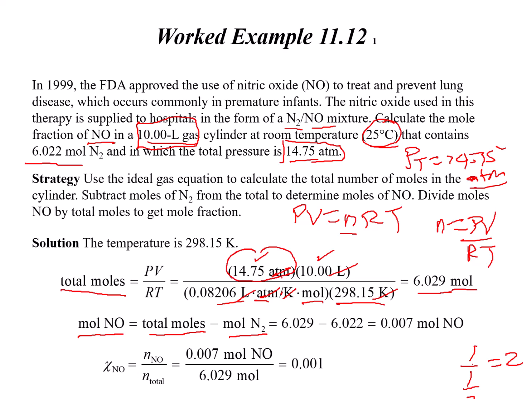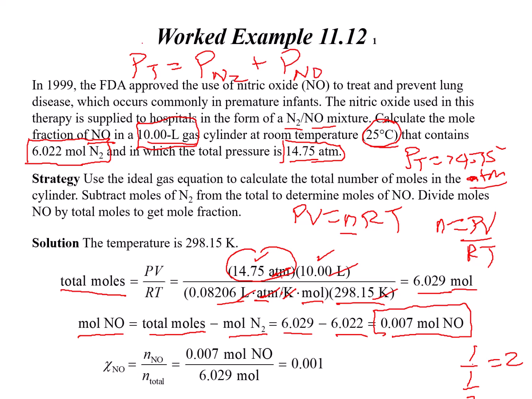So if I take the total moles, and then they told us we had this many moles of nitrogen gas, if I subtract that, that will give me the moles of the nitric oxide. So this is the partial pressure, right? We're saying, let's write it up here. The total pressure is equal to the partial pressure of the nitrogen plus the pressure of the nitric oxide. We just solved for, we used the total pressure to solve for the total number of moles.